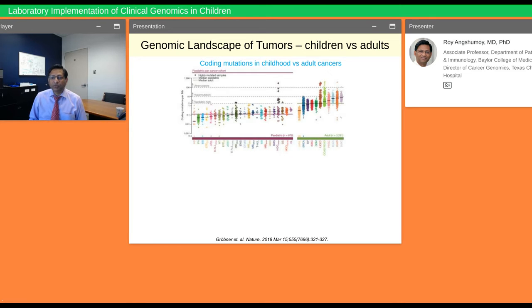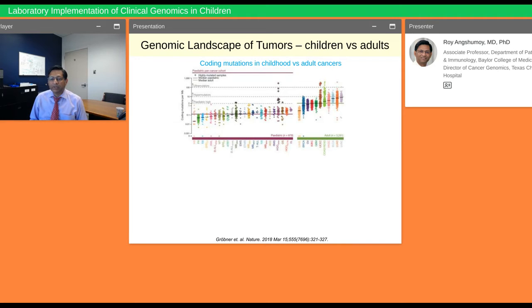So let me start with this one introduction slide that came out of a pan-cancer study in 2018. These are landmark publications in childhood cancer by Grobner et al. in Nature, back-to-back publications showing the different landscape of childhood cancers compared to adult cancers. At the top over here, what you see is a plot of the number of coding mutations in childhood cancers compared to adult cancers. On the left, you see pediatric cancers. They have a horizontal purple bar indicating the pediatric cancers. And to the right of it, you see some of the adult cancers marked with the green horizontal bar.